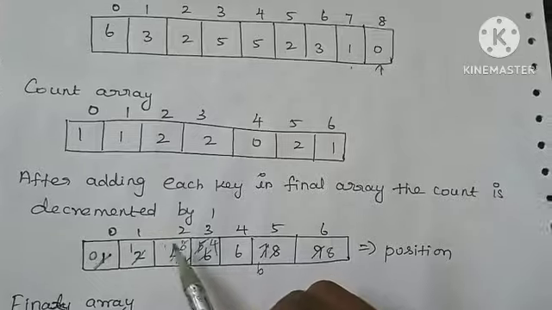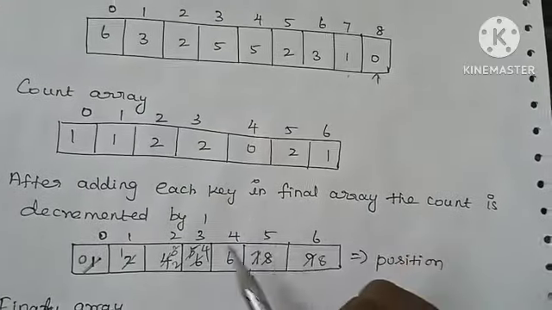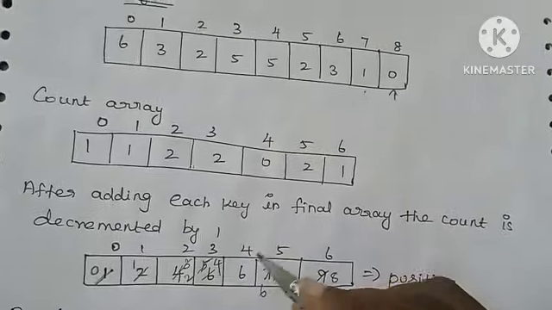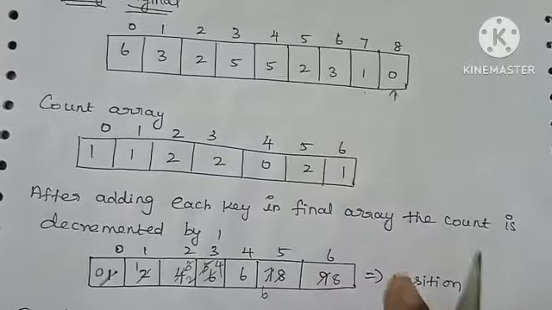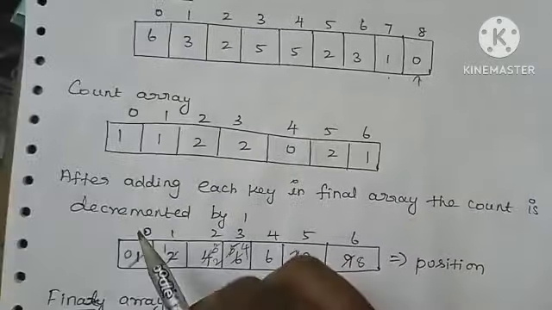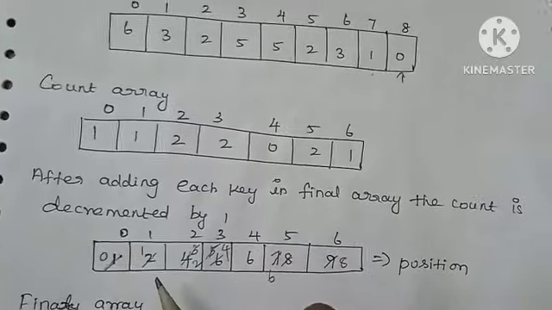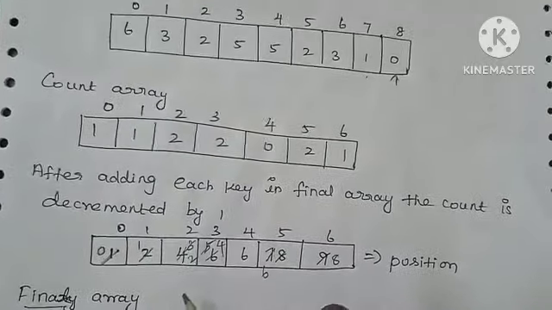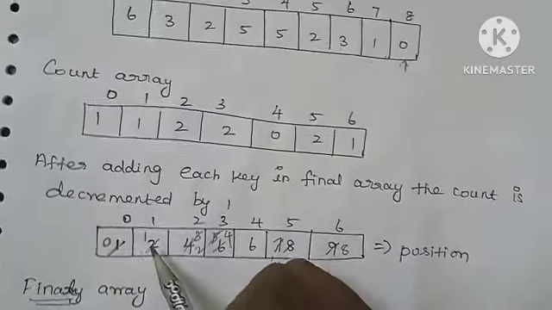That position is where that value is inserted into the final array. The position is decremented by 1. This is very important. I enter this value only for the position, and we decrement the position by 1 for the final array. Okay.